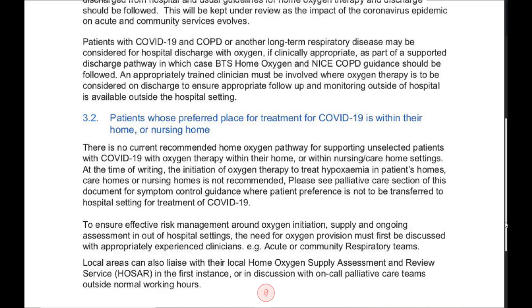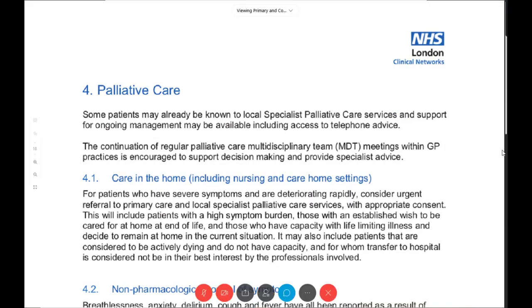So if you have got a local home oxygen service, and I am aware that Ealing does not have a home oxygen service, but some of you may be able to access one, and that is the place to go to, perhaps for more advice about oxygen therapy.